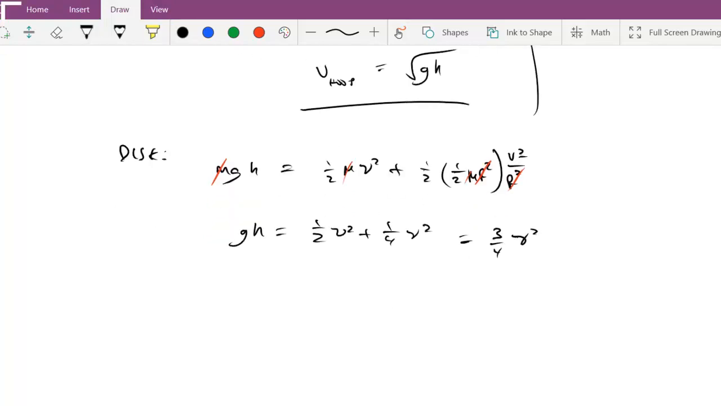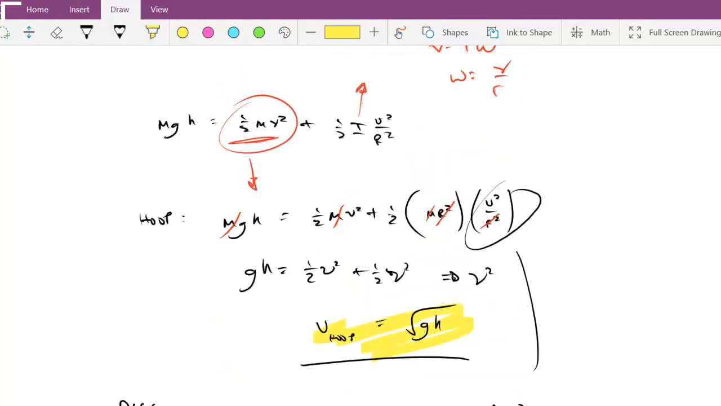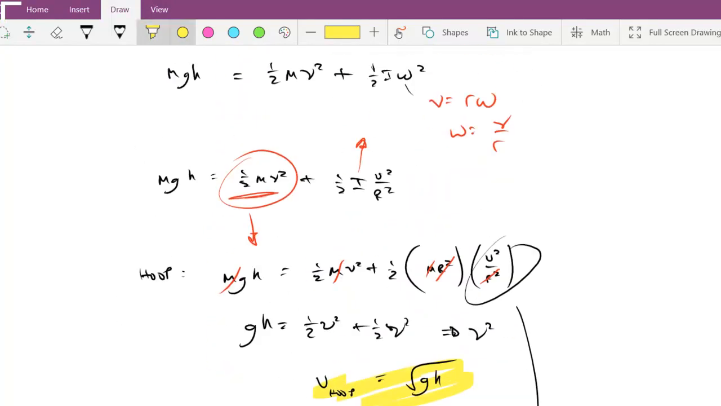So solving for this, our speed of the disk at the bottom would be equal to the square root of 4/3 gh, which is slightly more than just the square root of gh. So we see here that the disk would actually be traveling faster than the hoop, and fundamentally, this comes down to the fact that the hoop has a larger rotational inertia, so it takes more energy to get it rotating, and less energy can be used to slide it down.